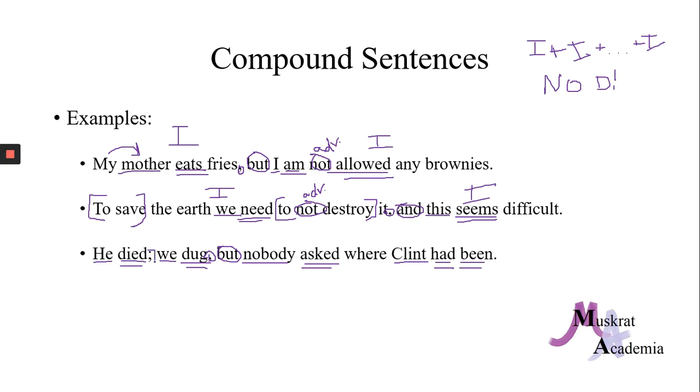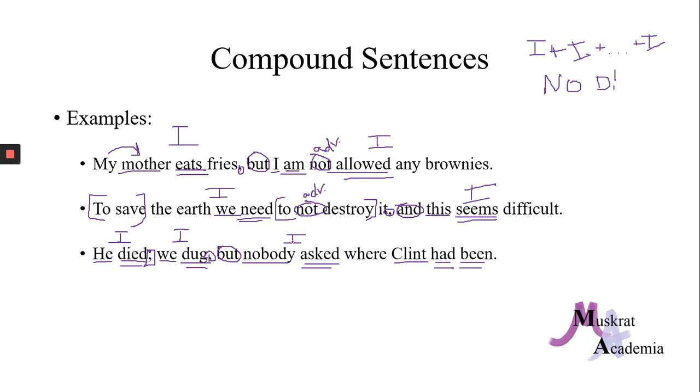He died. This is a semicolon. It can be used under specific circumstances, which will be explained later. Just know that it's used here, and it's indicating that, hey, we got an independent clause. We dug, comma, conjunction, another independent clause. Nobody asked. This is an independent clause.